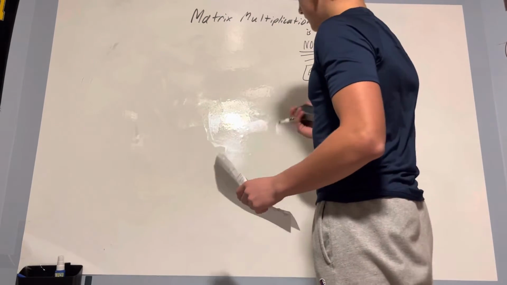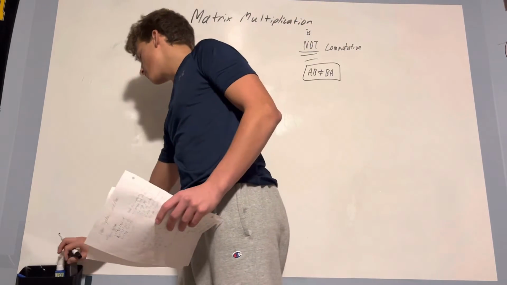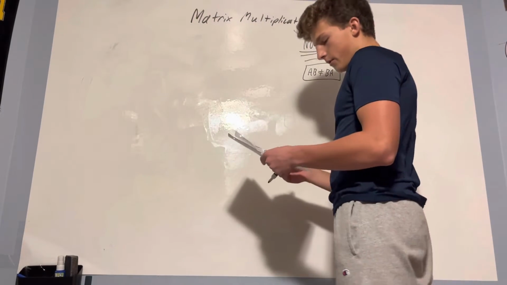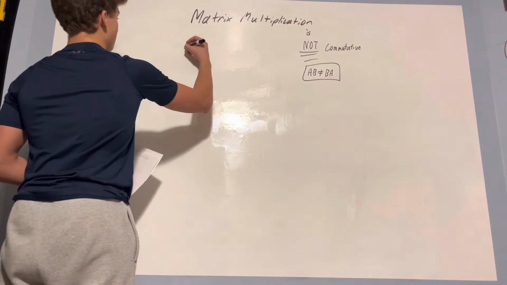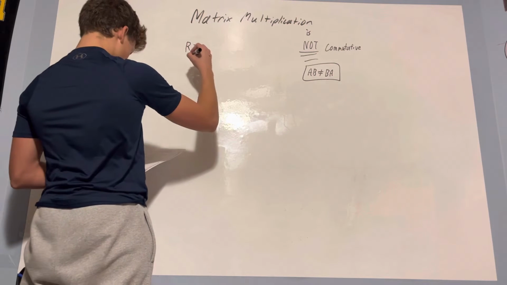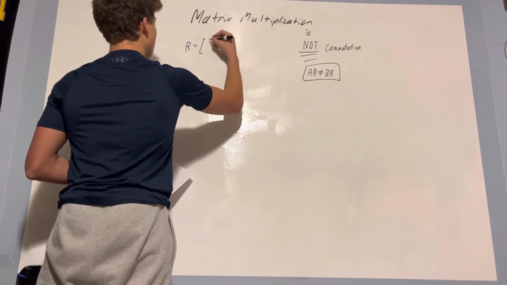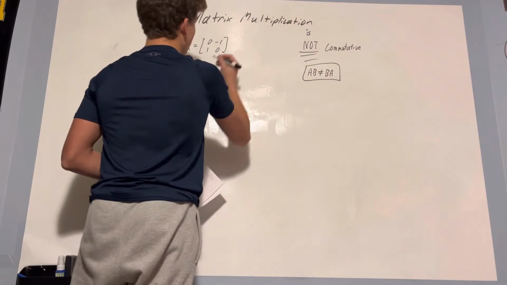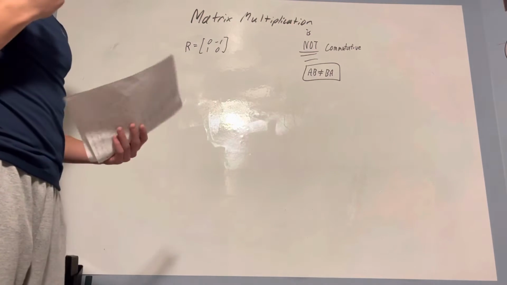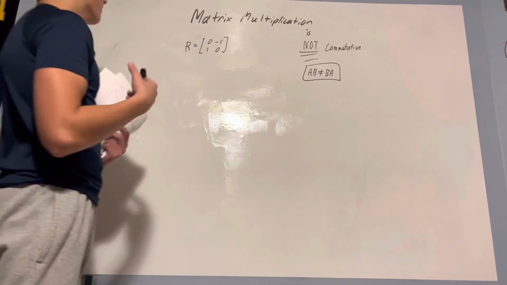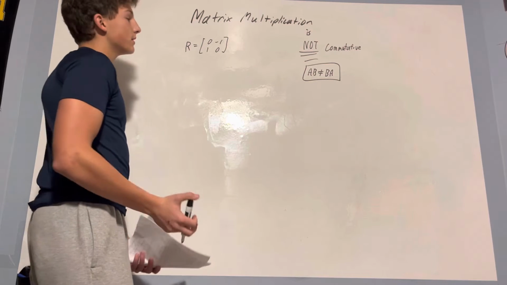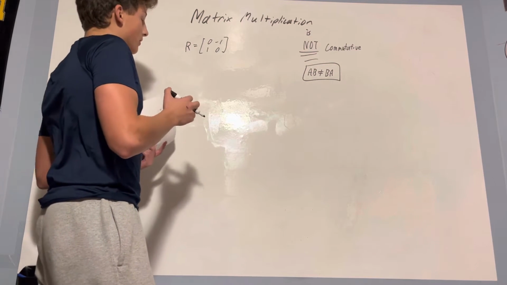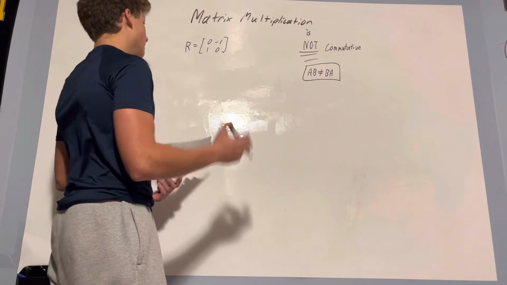So I said before that matrix multiplication signifies transformations. Well, let's quickly look at one example of that. We'll define a transformation matrix R to be equal to 0, -1, 1, 0. If we apply this to some other matrix, it's going to rotate the vector that matrix symbolizes by 90 degrees counterclockwise.